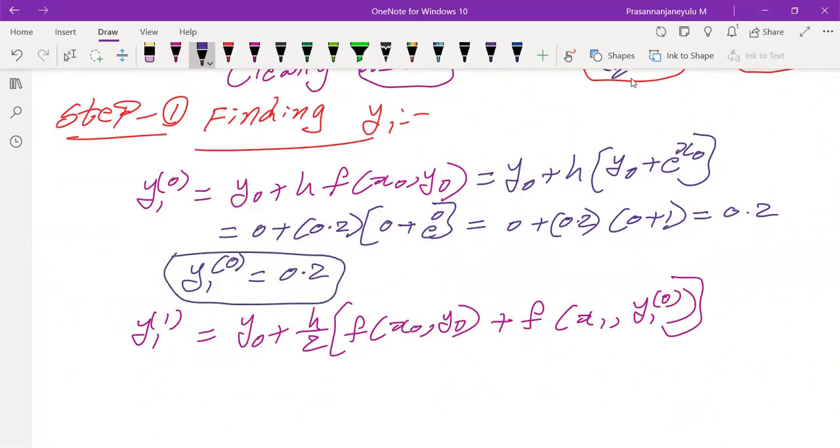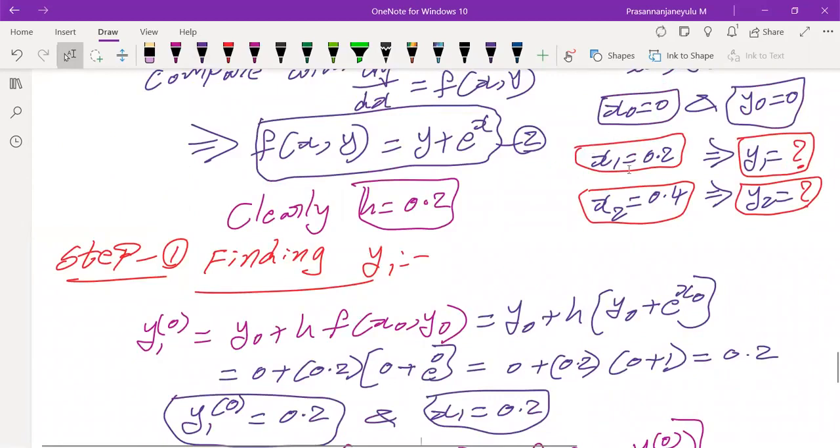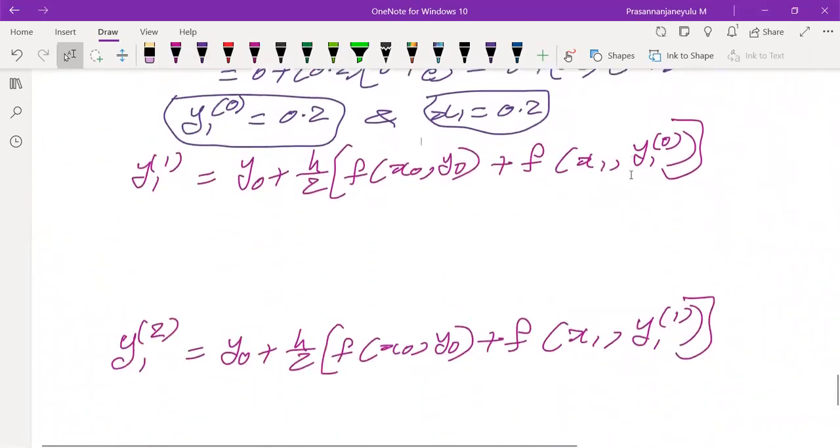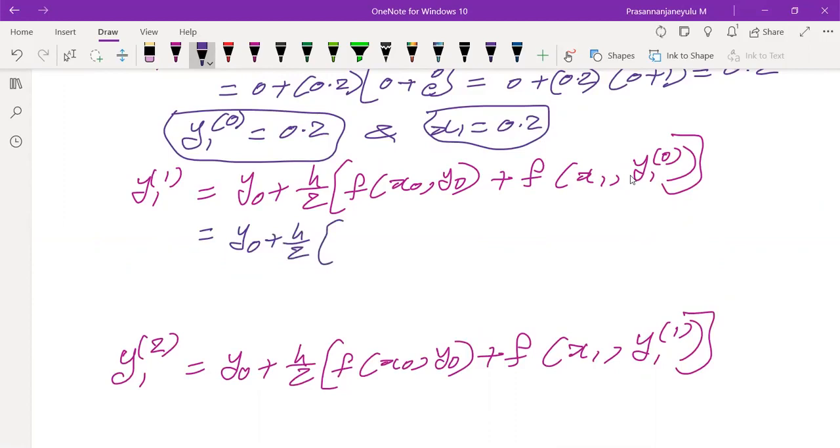And what is x1? X1 is equal to 0.2, which we have taken here. Check on the top right side, x1 is equal to 0.2. Now we need to find our next values. Before finding the next values, write everything in the form of x naught, y naught always. So h by 2 into f of x comma y, where f of x comma y is y plus e power x, but in place of x and y we have x naught and y naught.